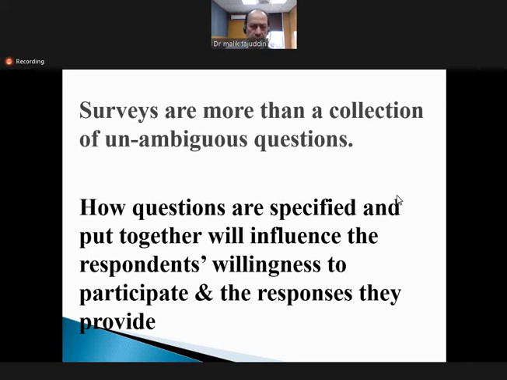And how questions are specified and put together influences the respondents' willingness to participate and the responses they provide. So this is the quality of the questionnaires: how they have been phrased, how they have been specified, how they have been sequenced and put together, how the sequence of the questions transitions from one type of question to another. All this is going to influence the willingness of the respondents, the depth of response, and how actively they are providing all these responses.